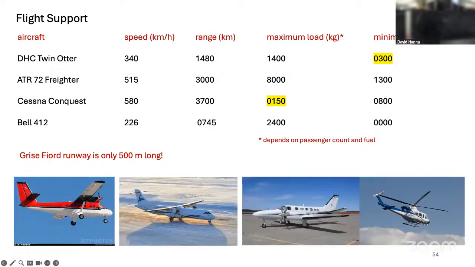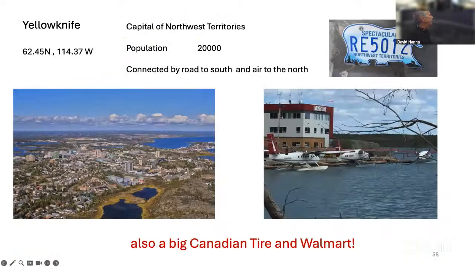Basically, because each one had its limitations on range, or what kind of runway it could land on, and how much cargo it could take. And so we ended up using all of those things in various combinations. I don't have time to go through that, but here's Yellowknife.